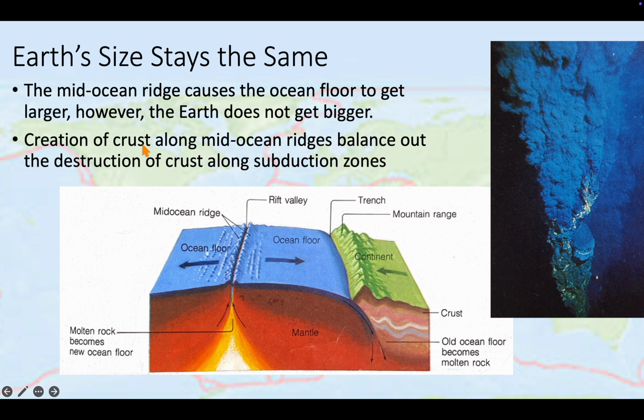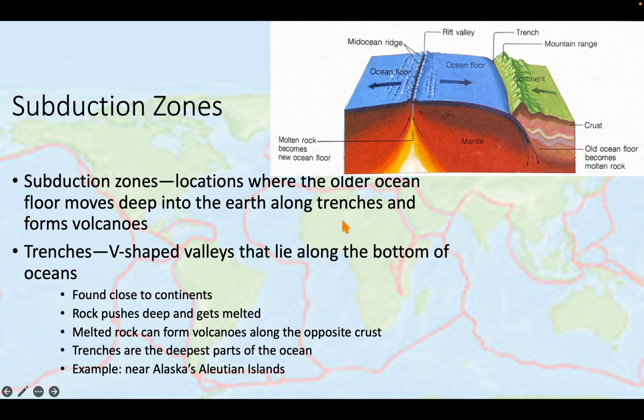The reason is that we have the creation of crust along the mid-ocean ridge, but that gets balanced out by destruction. Over here, this ocean floor is going to dip under, and this part is going to end up getting destroyed. So it's building here, destroying here. And these are subduction zones. We'll talk more about those.